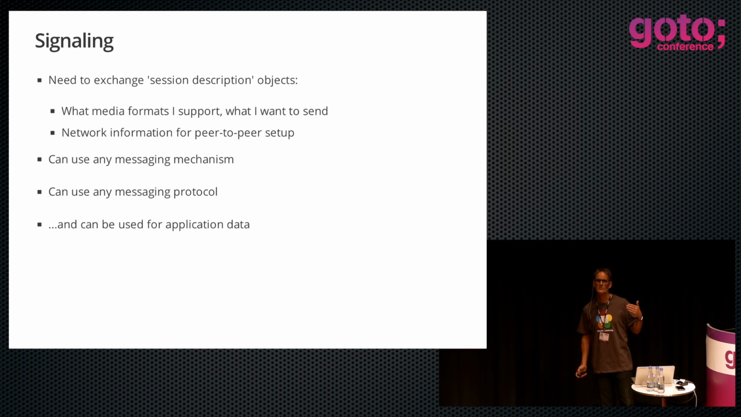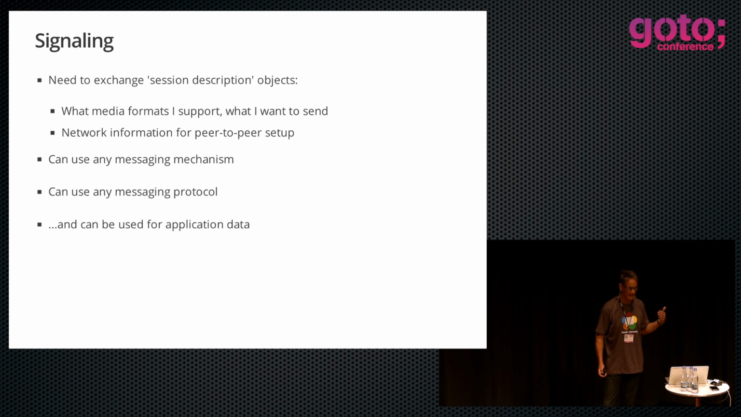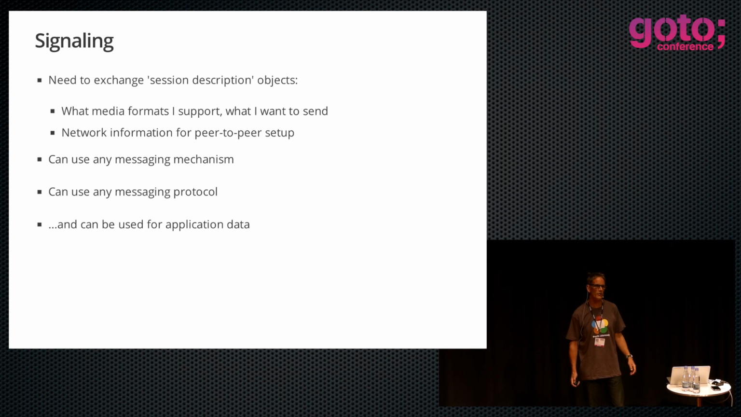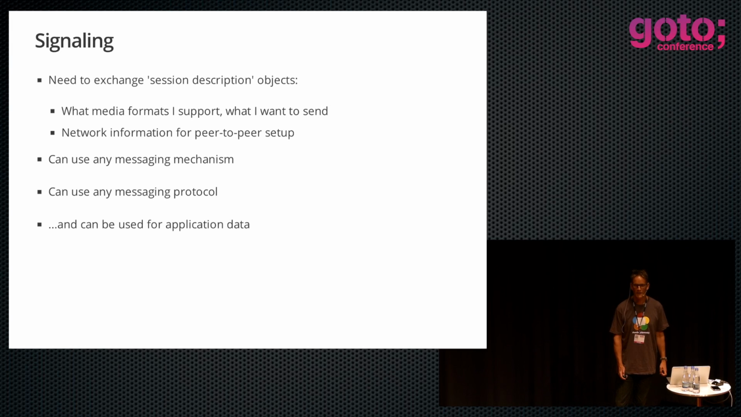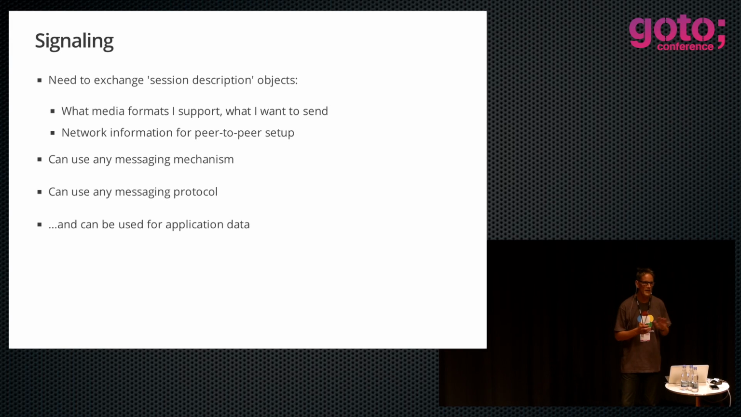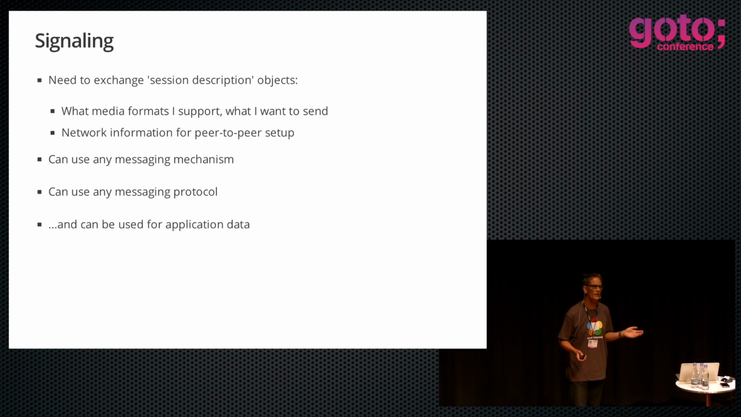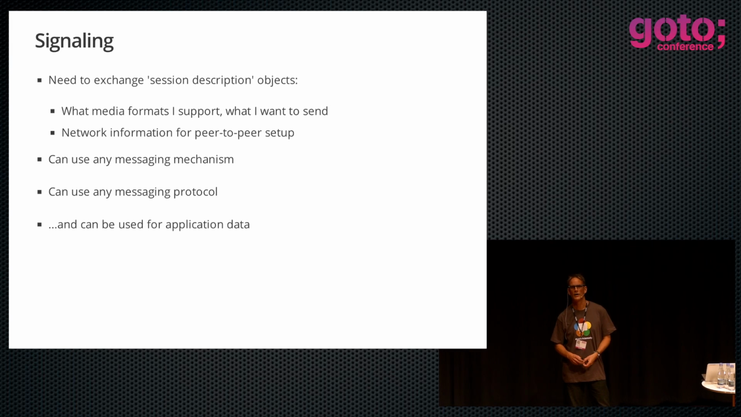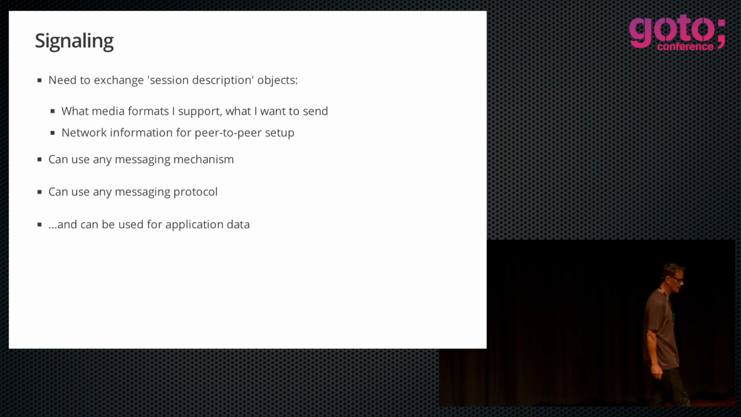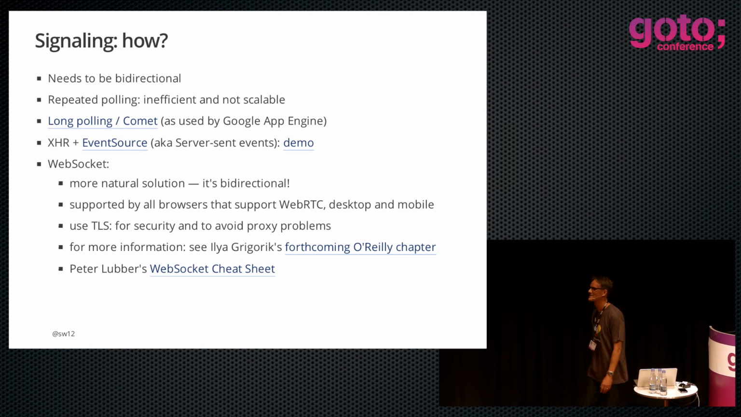WebRTC deliberately doesn't define any messaging mechanism. You can use what you like for signaling, and there is no messaging protocol defined either. The thinking behind this is that these things change, different people have different opinions, so that shouldn't be mandated in the WebRTC specs. Of course, signaling can also be used to exchange application data. So when users are beginning the process of initializing your app, they can exchange data using the same signaling setup. So how are we going to do this?